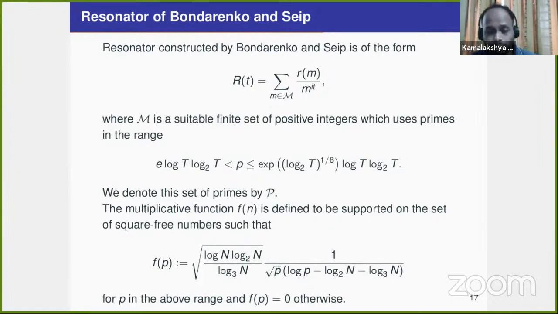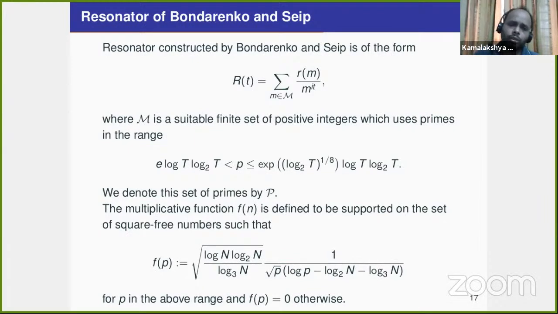In fact, from his paper, he popularized this method, and other mathematicians started using it. So he used a resonator which uses a very limited number of primes. And the difference of Bondarenko and Seip's resonator to that of Sundararajan's resonator is that it was able to use a little bit more number of primes.